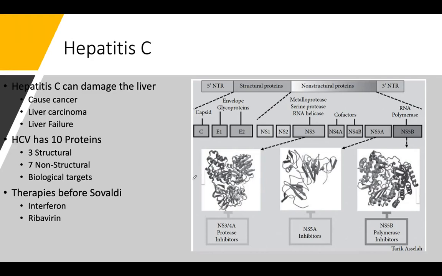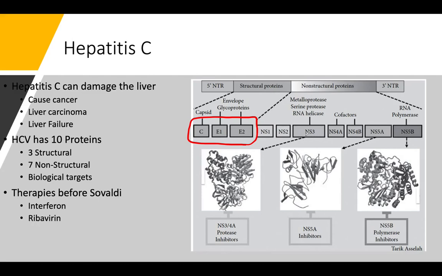Hepatitis C can damage the liver, especially when it's chronic. It can lead to cancer, liver carcinoma, or liver failure. Hepatitis C has 10 proteins, and three of those proteins are structural. They're called structural because they're the proteins that hold the virus together: the capsid and the envelope glycoprotein. And then you have the non-structural proteins. They are non-structural, but they have some functional roles that they play inside of the cell. And all of these particular proteins can be a target of therapy.